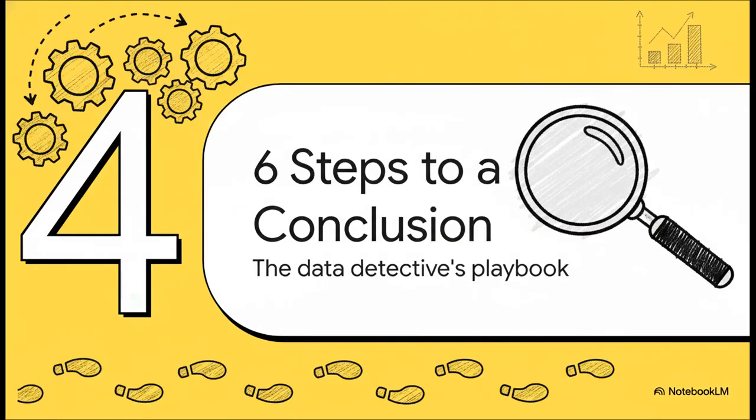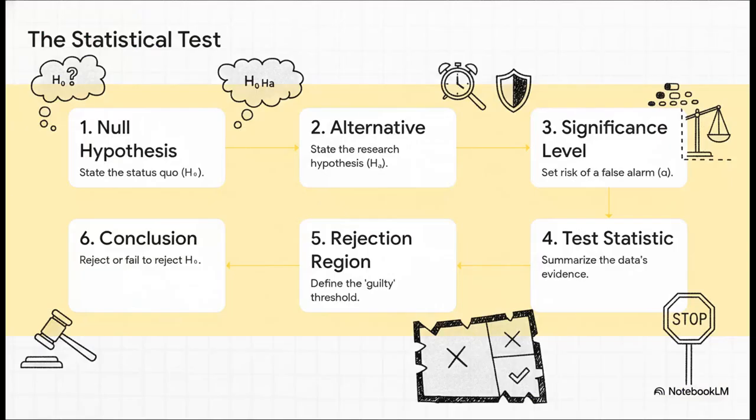So, now that we understand the risks, how do we actually do this? Well, it's not just a guessing game. It follows a super clear 6-step playbook. Let's walk through it. This is it. This is our 6-step process.